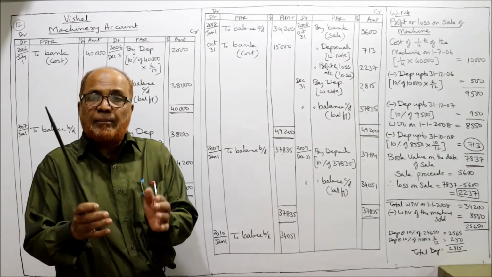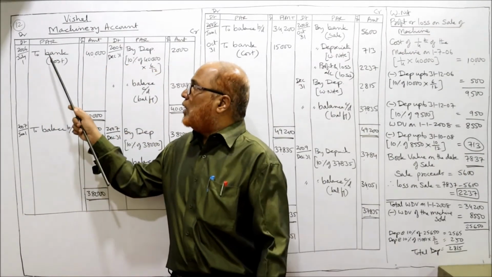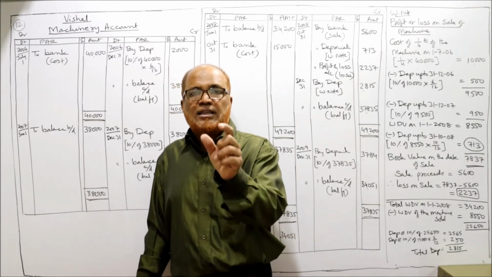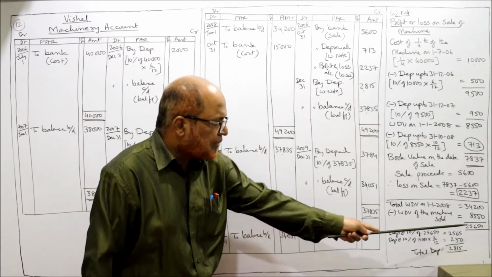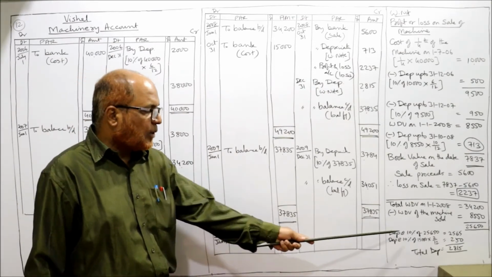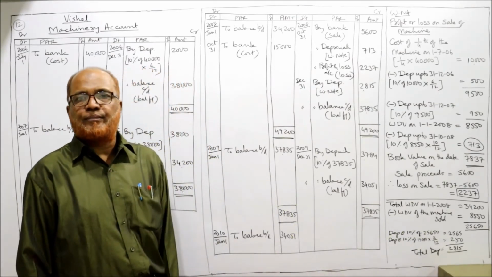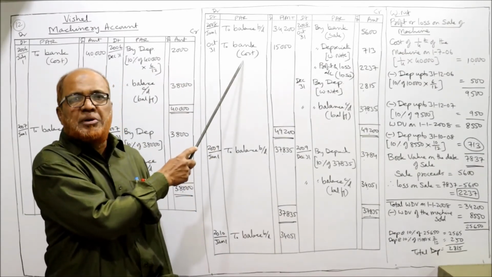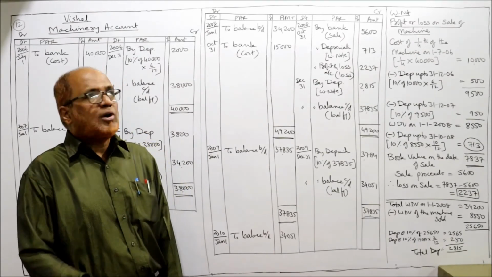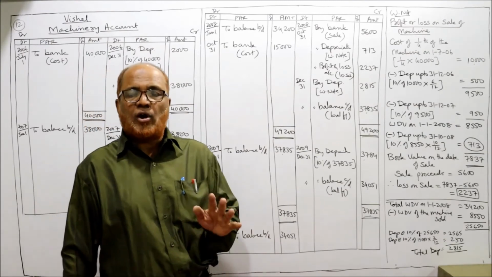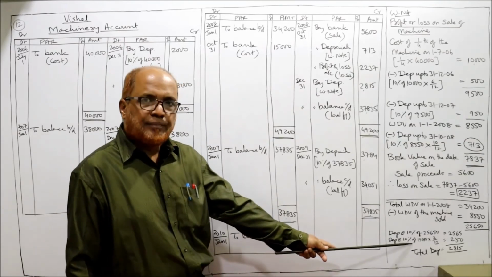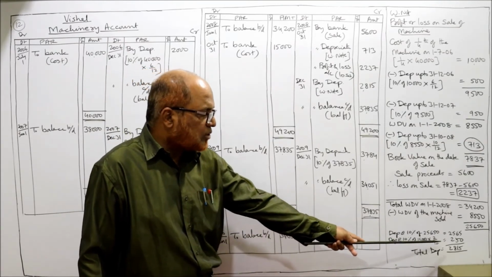So the WDV of the remaining 3/4 asset: out of this whole asset, 1/4 was sold away, and 3/4 is remaining. That WDV of the 3/4 asset is 25,650. Now calculate 10% of 25,650, which is 2,565. Now we calculate depreciation on the new machine purchased, 15,000 into 10% into 2/12, because it is purchased on October 31st. October is over, so only November and December, 2 months. So 10% of 15,000 into 2/12 is 250.